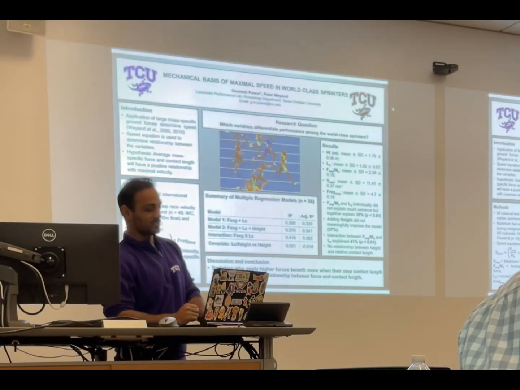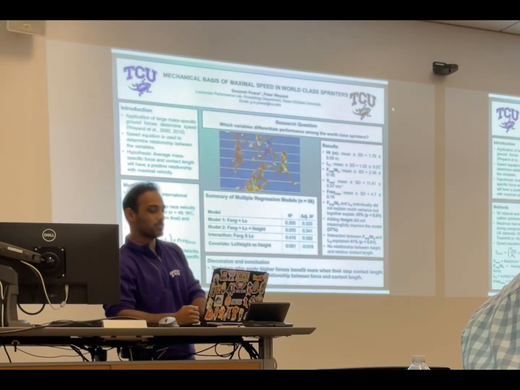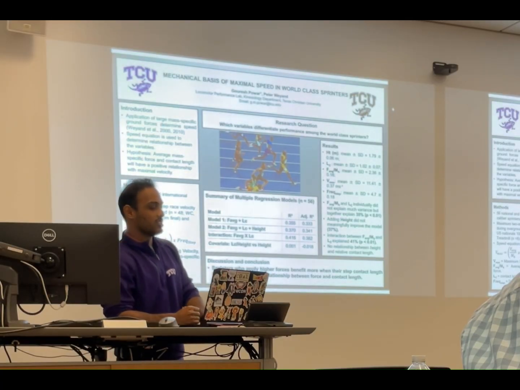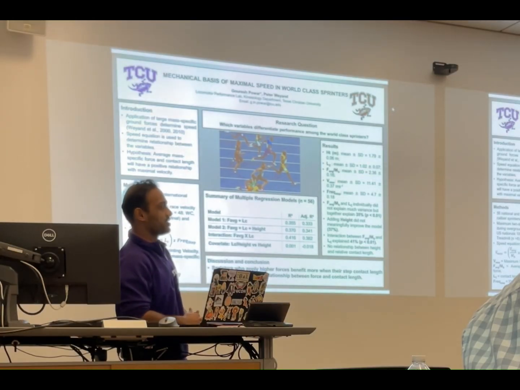Wants to run fast. So my studies are always on how can you make people fast. So the topic is the mechanical basis of maximal speed in world-class sprinters. The really interesting part about this data set is that it is one of the most unique data sets in the world. We have 56 world-class sprinters, which is unheard of in any data set there.